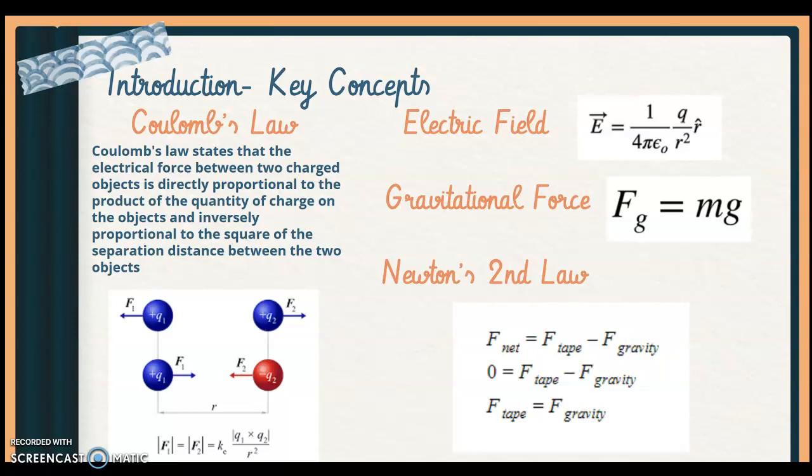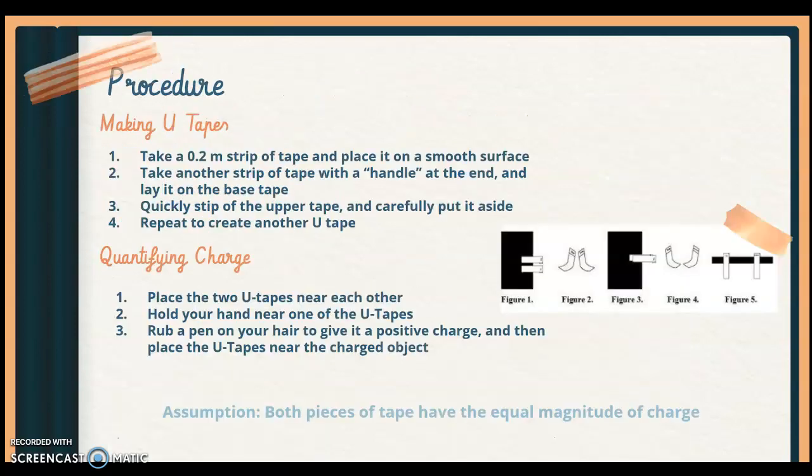On the floating tape, there's no net external force as the tape is not moving. Therefore, the magnitude of the electric force by the bottom tape equals the gravitational force of the upper tape. We also know that like charges repel and opposite charges attract.